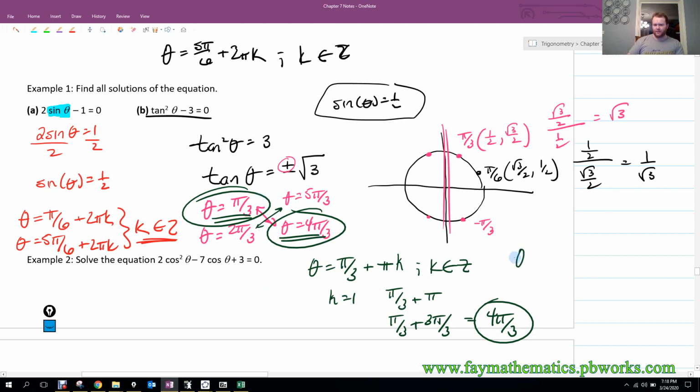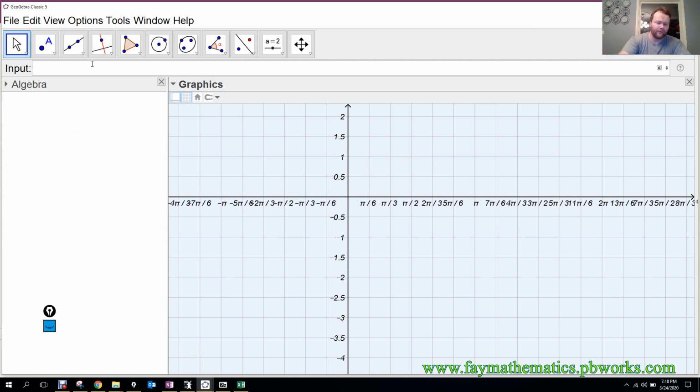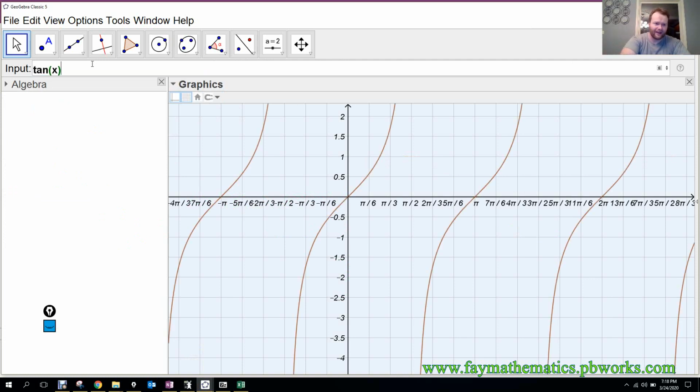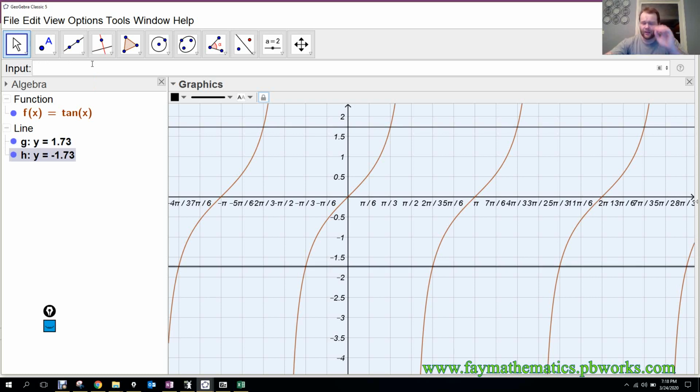The next one would be theta is 2 pi over 3 plus pi k, where k is an integer. If k is 1, that's going to generate that one. Again, just giving you a graphical representation of this. We're looking for when tangent of x was equal to square root of 3, or when it was equal to negative square root of 3. And we can see that it happens at pi over 3.